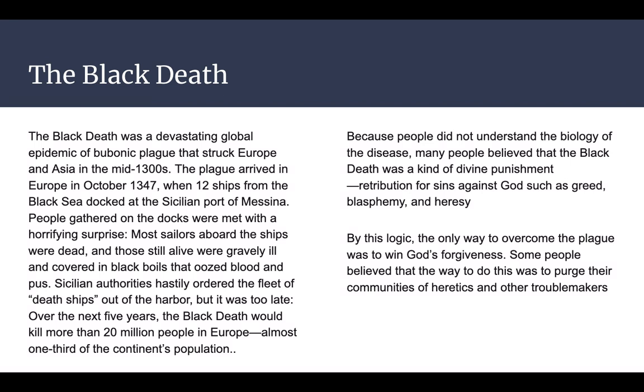So back then, we've talked about this a lot. People did not have an understanding of the biology of the disease. So as a result, many people believed that the Black Death was a kind of divine punishment or retribution for sins against God, such as greed, blasphemy, and heresy. By this logic, the only way to overcome the plague was to win God's forgiveness. Some people believe that the way to do this was to purge their communities of heretics and other troublemakers who they suspected of being unfaithful or being the cause of this widespread disease.